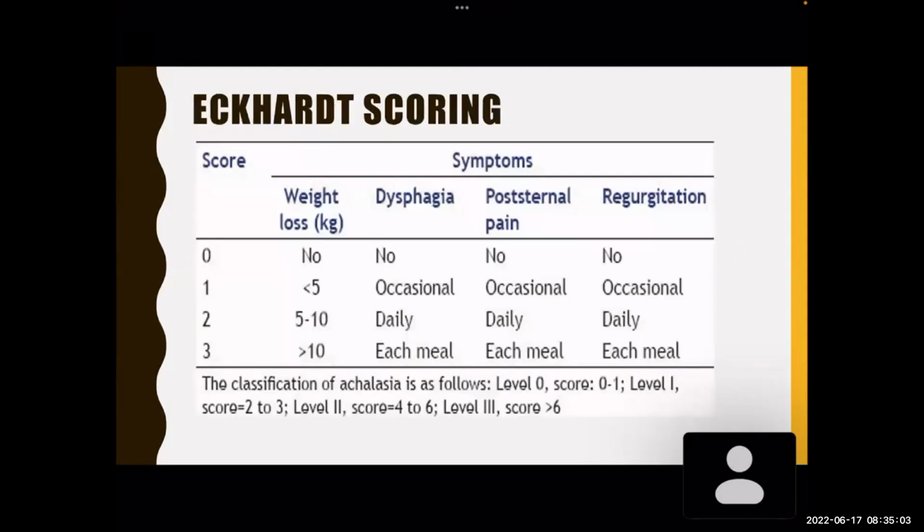This is the Eckardt scoring. Considering the level of achalasia, it involves weight loss, dysphagia, post-sternal pain and regurgitation. You usually categorize according to parameters like weight loss of 5 to 10 kg, less than 5 kg, or more than 10 kg, and whether the dysphagia, post-sternal pain or regurgitation is occasional, happening daily at least one meal a day, or happening with each meal.